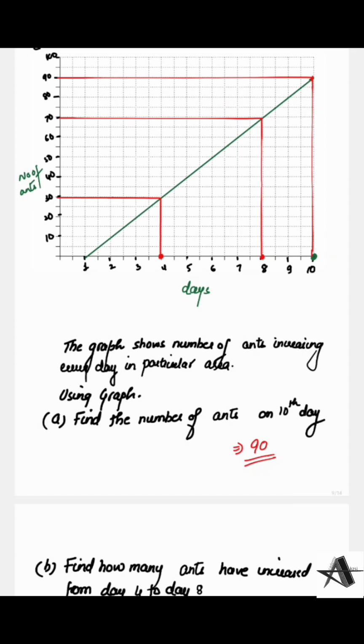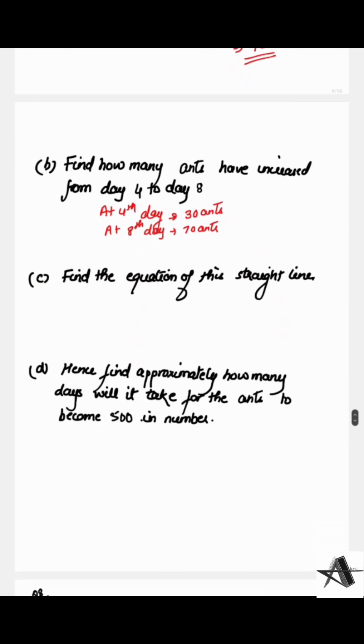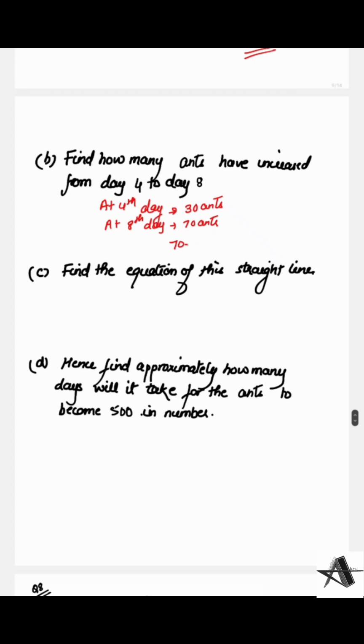So we can see that at 4th day there are 30 ants. At 8th day there are 70 ants. So how many ants have increased now? 70 minus 30, that is 40 ants. So from day 4 to 8, 40 ants have increased so far.